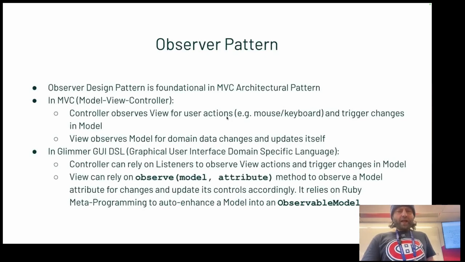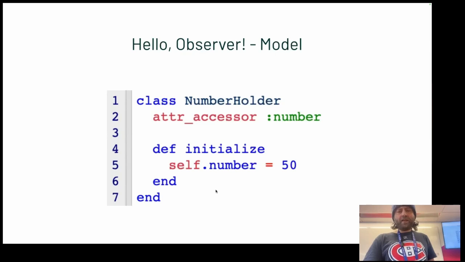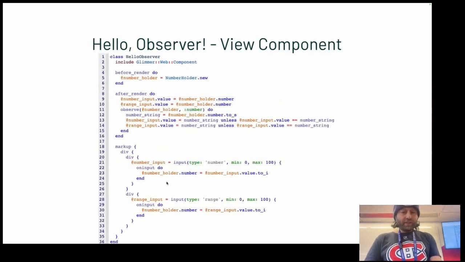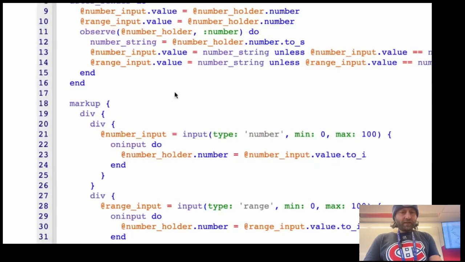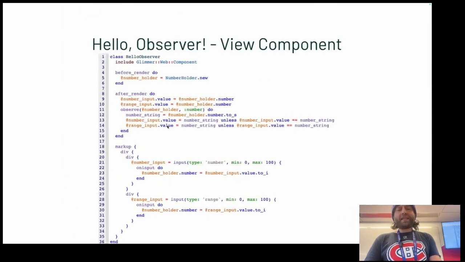So all of that is supported in Glimmer. You could use the observe keyword to do the observer pattern explicitly, or you could use data binding to do it implicitly. I already showed you the observer example, and I did it with data binding, but it could also be done using the observe keyword. Here we're using an observe keyword. We're having the view observe this attribute on a model, and then it updates itself. So that's the classic MVC way.